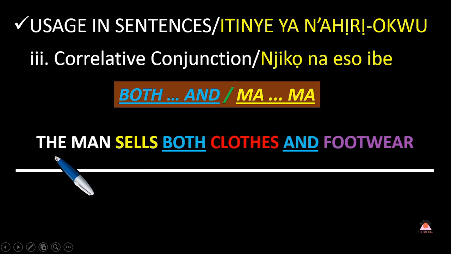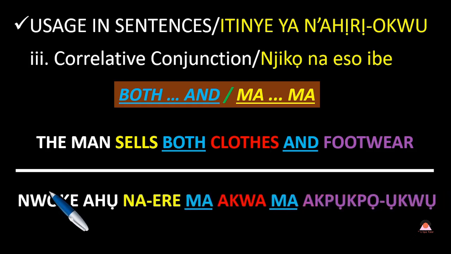The man sells both clothes and footwear. What is that in Igbo? Nwoke ahụ na-ere ma akwa ma akpụkpọ ụkwụ. That is the word ma. We don't have any other word for both and except ma. Okay? That is the Igbo version for this sentence.